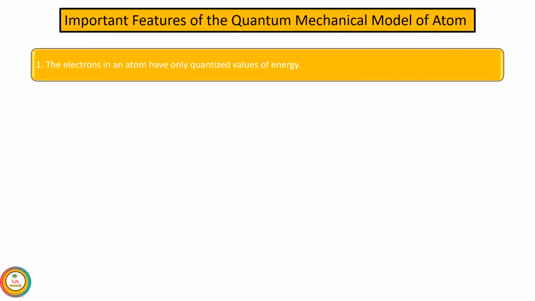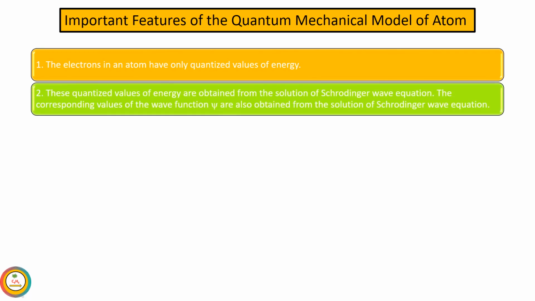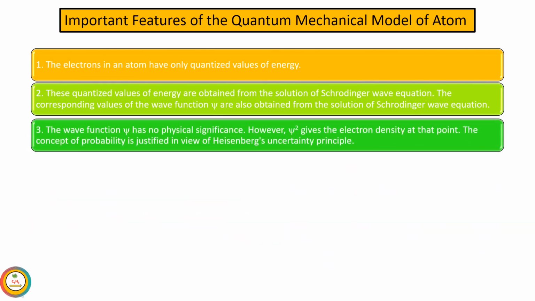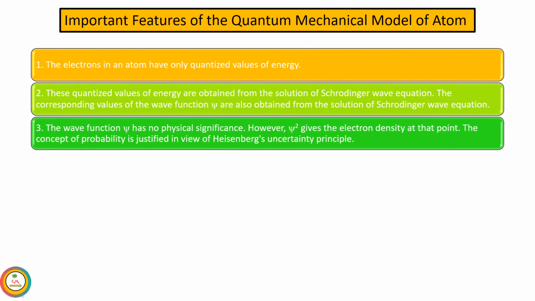Important features of the quantum mechanical model of atom. The first one is that the electron in an atom has only quantized values of energy. So the value of the energy for each energy level is fixed. These quantized values of energy are obtained from the solution of the Schrodinger wave equation. The corresponding values of the wave function psi are also obtained from the solution of the Schrodinger wave equation. The wave function psi has no physical significance, but psi square gives us the probability. The concept of probability is justified in view of the Heisenberg uncertainty principle.